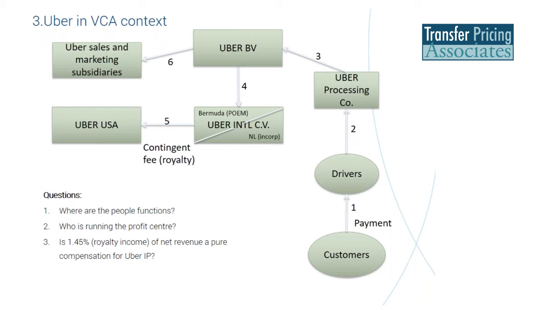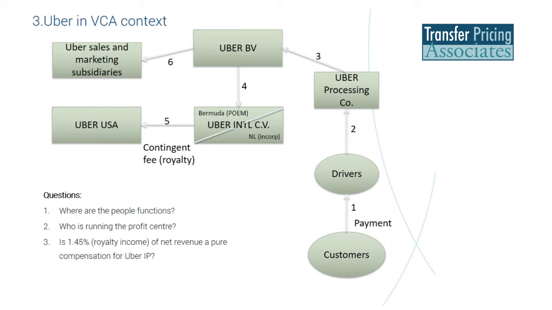a kind of intermediary, collecting money from the drivers and from the customers, and then the royalty is paid by Uber International CV to Uber USA. So I will look at Uber BV and Uber International CV more as routine players. Their reward should be limited to their functionality.